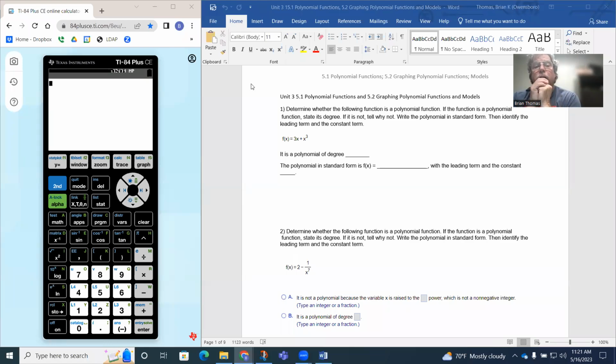So getting into 5.1 now. So this is unit 3. This is going to be polynomial functions, and in 5.2 we'll get into graphing polynomial functions and models. So we're going to look at question 1 here.